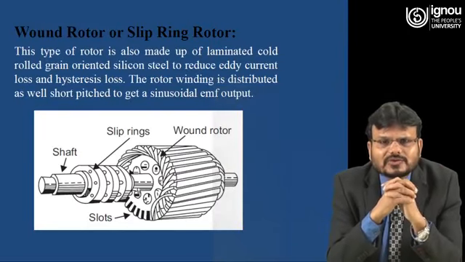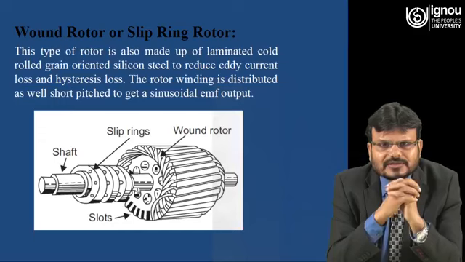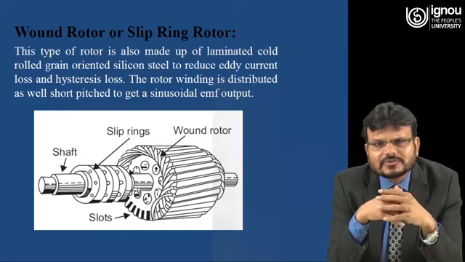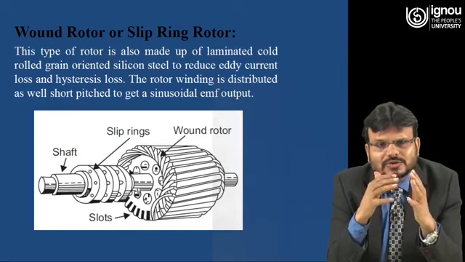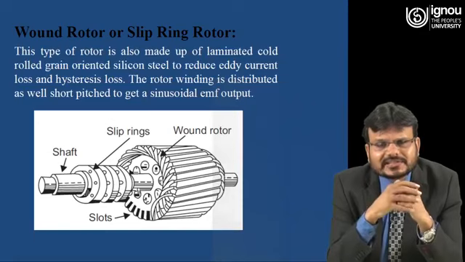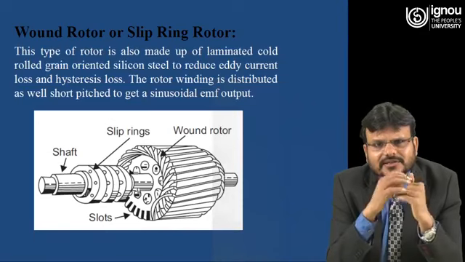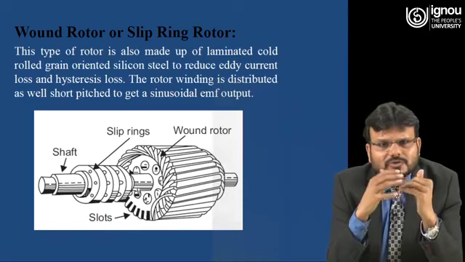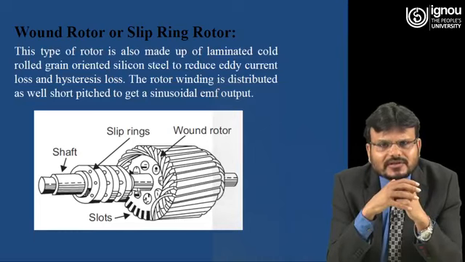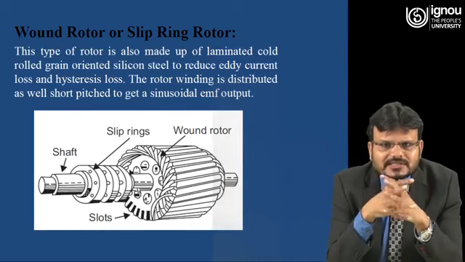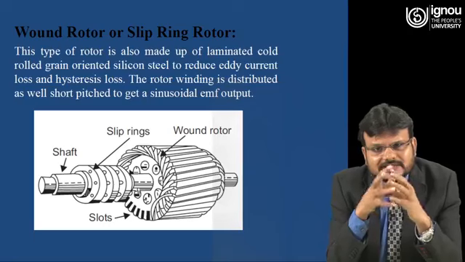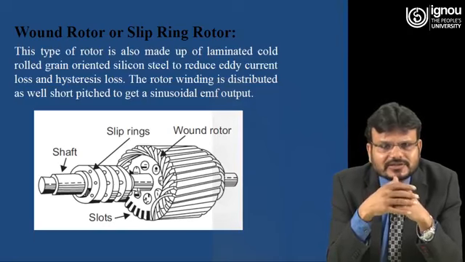Next is the wound rotor or slip ring motor. This type of rotor is also made of laminated, cold rolled, grain oriented silicon steel. Why is it made of laminated, cold rolled, grain oriented silicon? Silicon steel is basically a magnetic material, and it is laminated to reduce the eddy current losses.